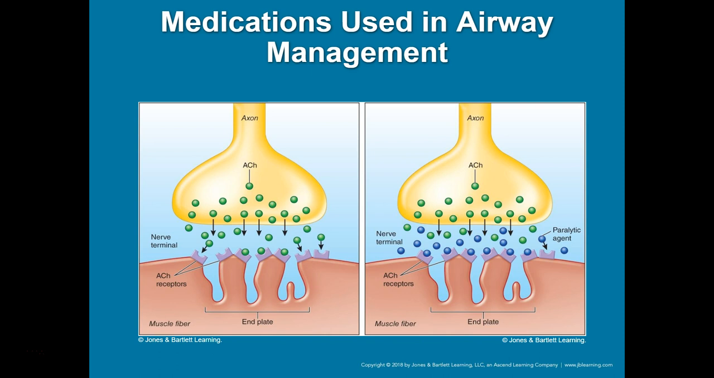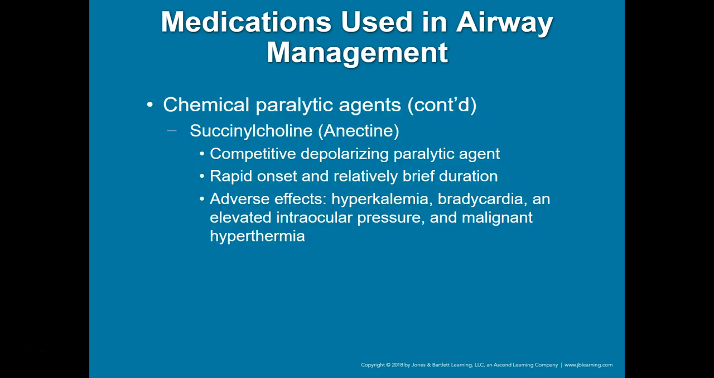So once you give that, just know that everything in the whole body is then paralyzed. Everything except for the cardiac cells, which have their own automaticity, everything else is paralyzed. They can't move their arms, legs, eye twitching, or anything else because it's all paralyzed. Those motor end plates are all blocked up. Three different ones that we use in EMS: succinylcholine, rocuronium, vecuronium.